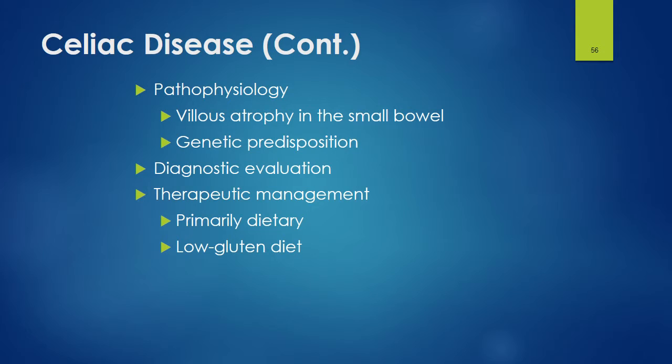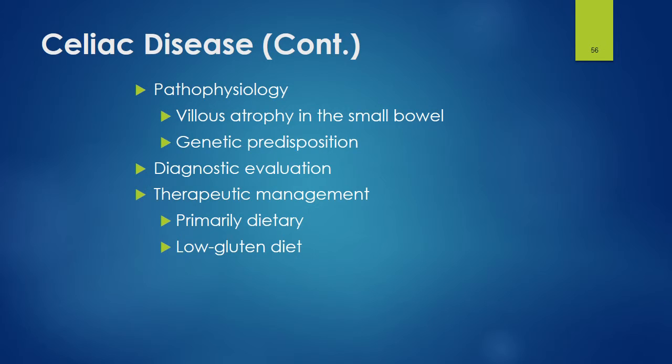Celiac disease is characterized by villus atrophy in the small bowel. There's a genetic predisposition for this disorder. Diagnosis is based on a biopsy of the small intestine that demonstrates villus atrophy with hyperplasia. Also, after the individual eats adequate amounts of gluten and then gluten is withdrawn, a full clinical remission occurs.